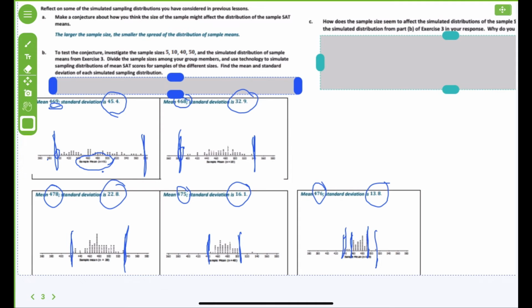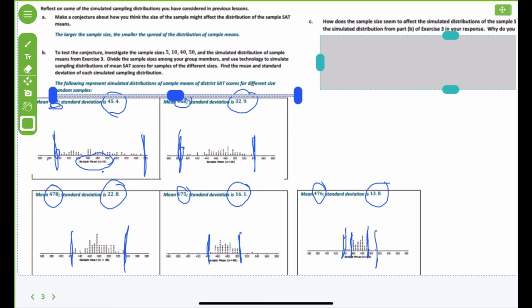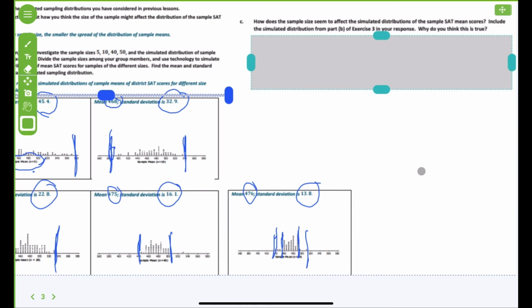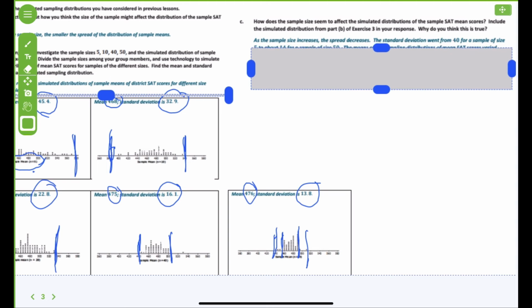Somewhere between 470, 468, and 478, the means should stay roughly the same, but your standard deviation should decrease. So the following represents sample. Okay, yep, that's what we just talked about. Now, C says, how does the sample size seem to affect the simulated distributions of the sample SAT mean scores? Include the simulated distribution from part B of exercise 3 in your response. What do you think is true?